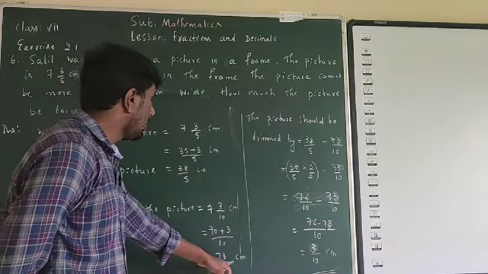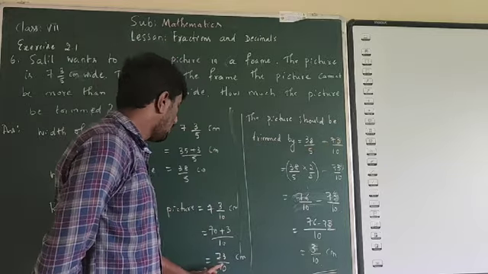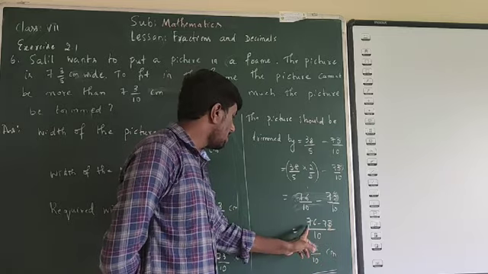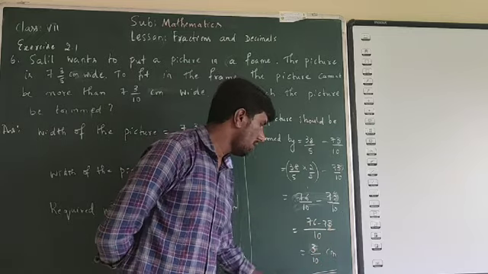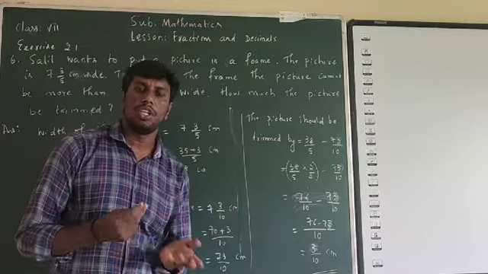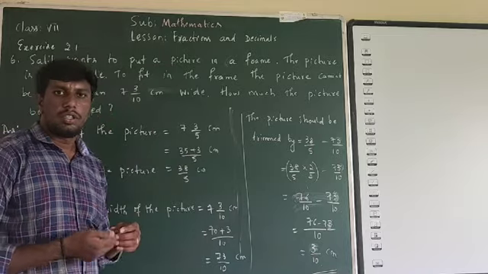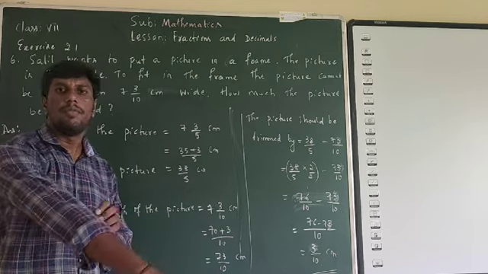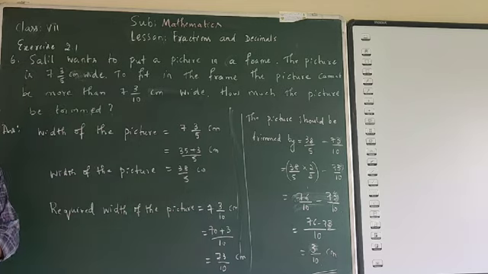So instead of 75, I will put 73 here, so that will become 73. Then 76 minus 73 will become 3 by 10. So 3 by 10 will be the width of the picture which we need to trim from the picture in order to fit it in the frame. Okay, so we'll go for the next question, the 7th question.